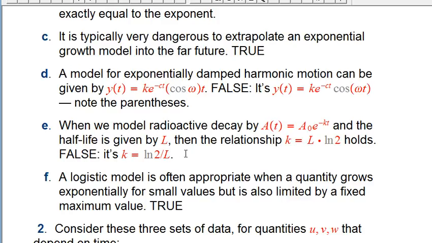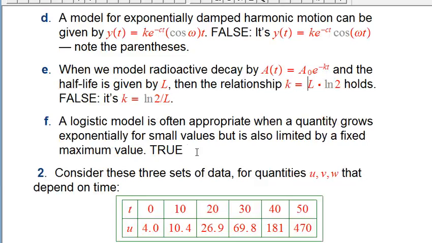And then a logistic model is often appropriate when a quantity grows exponentially for small values, but is also limited by a fixed maximum value. And that's absolutely true. And you might want to watch the Intro to Logistic Model video and maybe the 2 short sequels if you want to see some more about that. Okay, so that's it for this video.